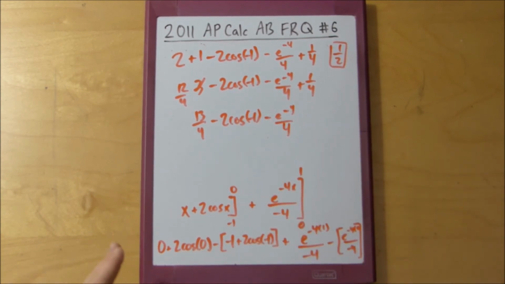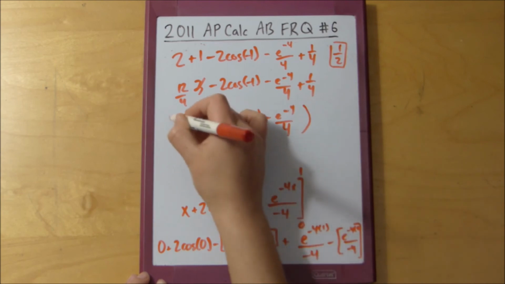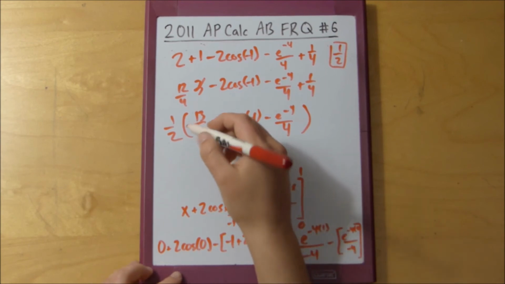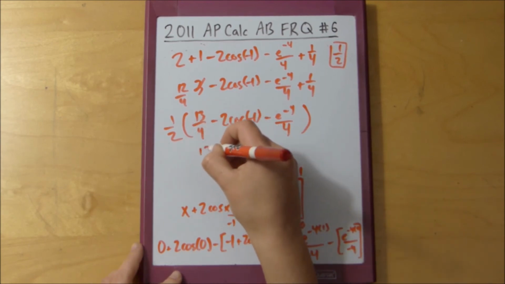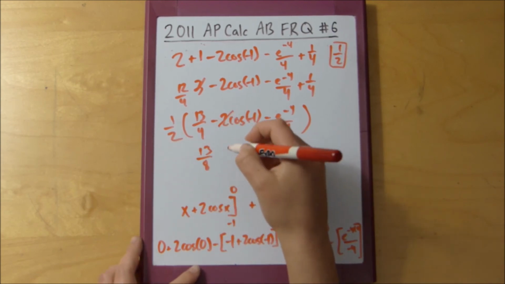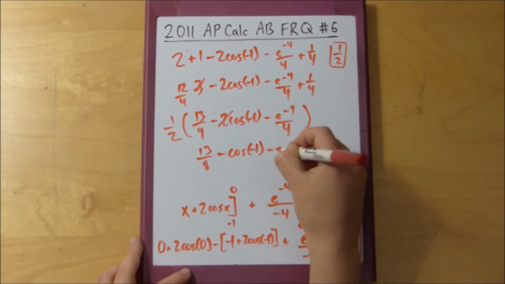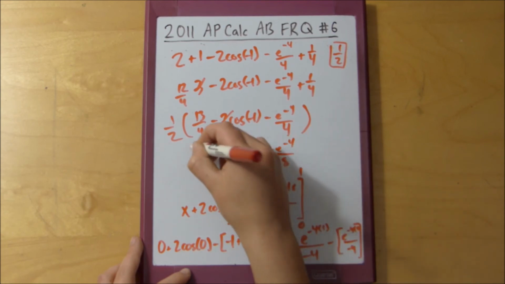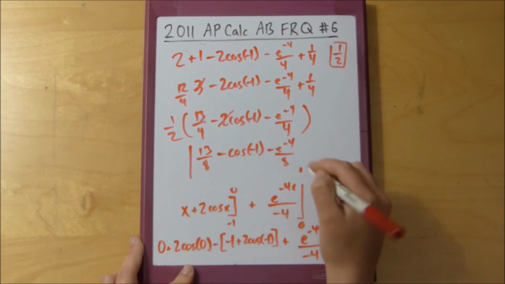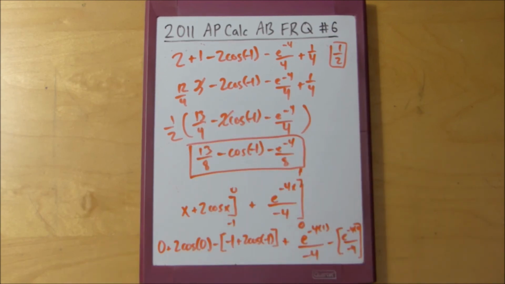And then you might think that you're done, but remember our 1/2 up here. We have to multiply all of this by 1/2, and then that will be our average value, right? So 13 over 4 times 1/2 is just 13/8, and then this negative 2 goes away once you divide it by 2, so minus cosine of negative 1, and then this becomes negative e to the negative 4 over 8, right? And that, whoa, extended out a little too far. And this is the average value of f on the interval negative 1 to 1.